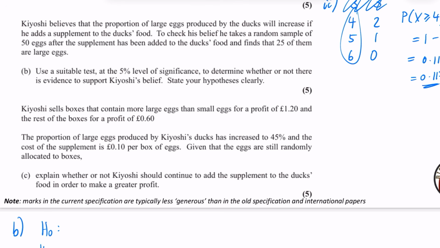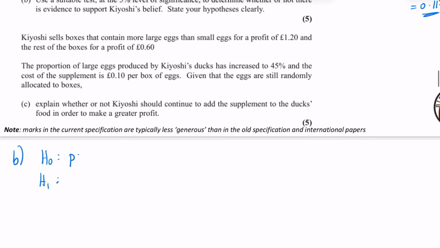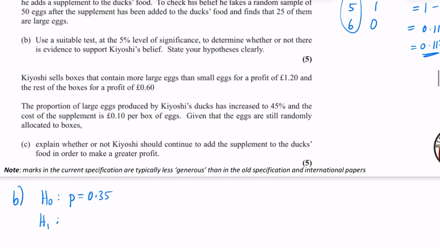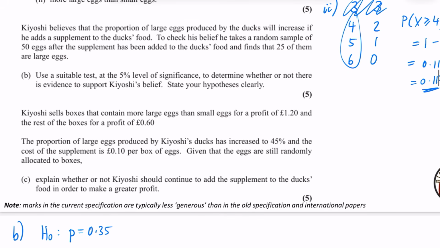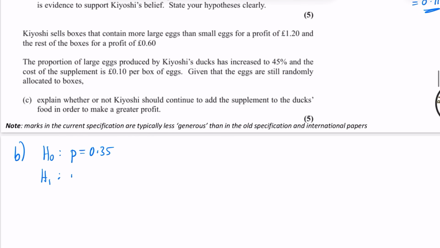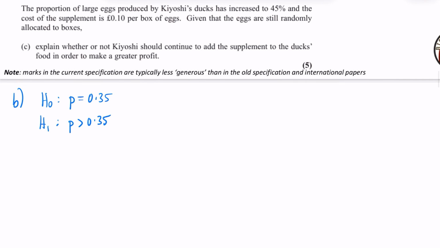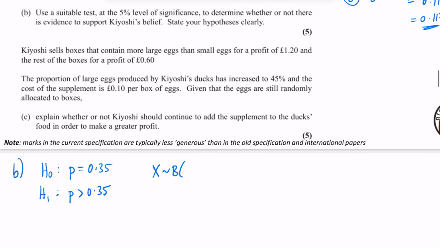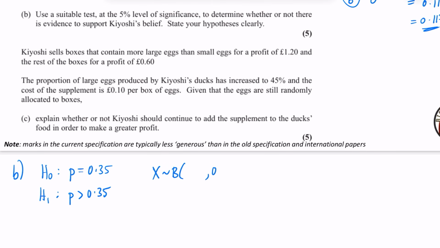Now, at the moment, the proportion that it was a large egg was 0.35. And Kiyoshi thinks that by adding the supplement, he will increase the proportion of large eggs. So that means that the probability of a large egg is now going to be greater than 0.35. That's the theory he's having. And we're going to say that this time it's a binomial distribution. We're going to assume that H0 is true, so for our calculation the probability will be 0.35.